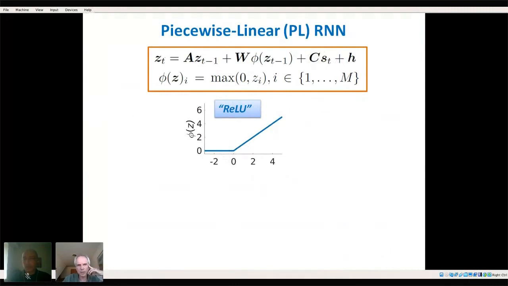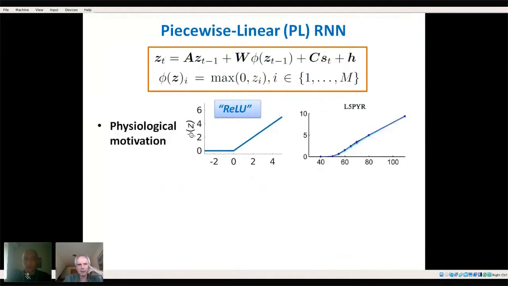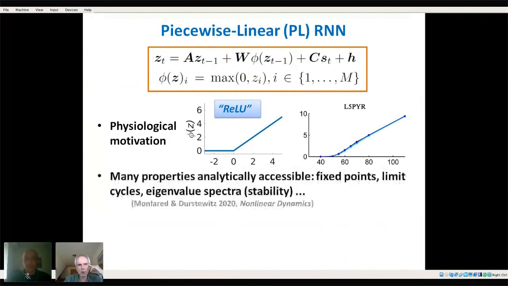So why are we using that? You might argue that there's at least a sort of modest physiological motivation. In our hands, we often found that, for instance, input-output curves of layer 5 pyramidal cells or fast-spiking interneurons in a physiological regime are pretty linear. And also this whole thing has sort of an interpretation of a neural population model. More importantly, many properties in these systems can be accessed analytically. So you can compute fixed points, limit cycles, and their stability, for instance.